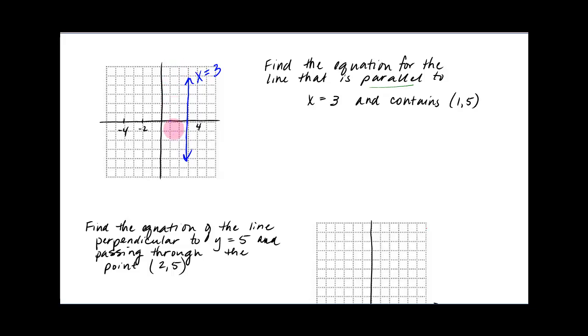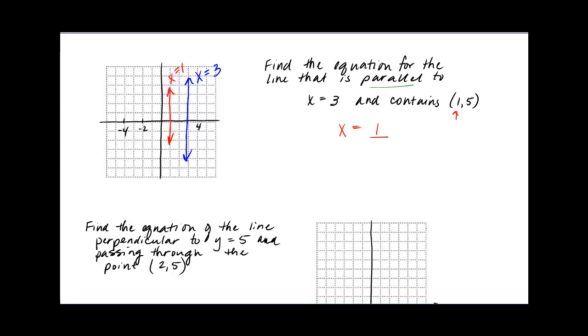Well, if it's going to be a vertical line, I know it's going to be x is equal to something. I'm supposed to be going through the point 1, 5, so I'm going to use that x coordinate, that x value, to tell you that the equation of the line is going to be x equals 1. So that is the line, x equals 1, that is parallel to x equals 3 and contains the point 1, 5. Let's just check. This is over 1, up 1, 2, 3, 4, 5. Yeah, it would be up there.